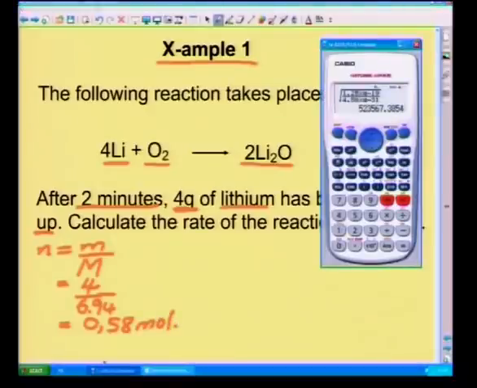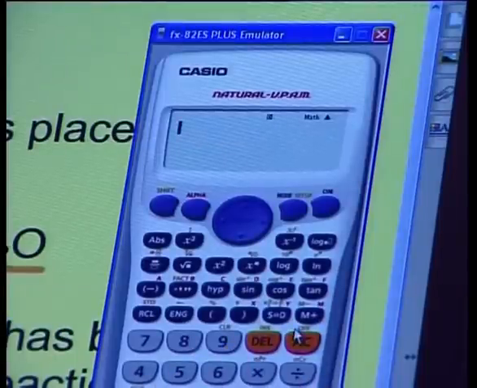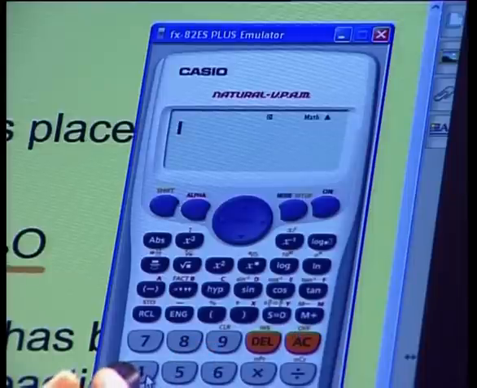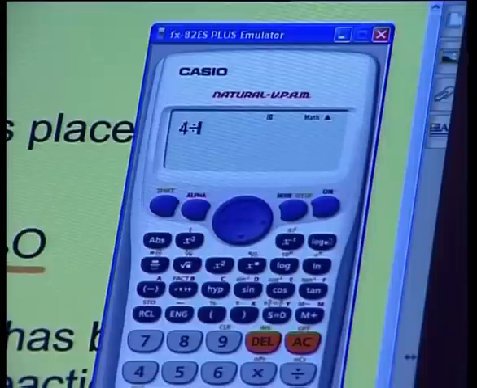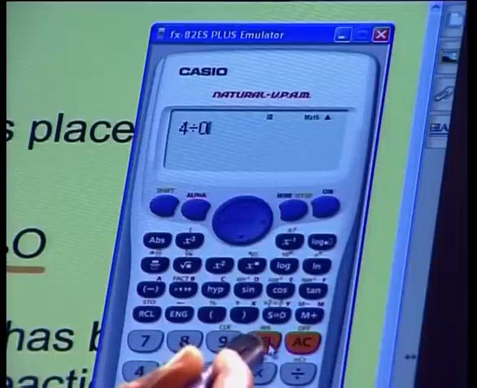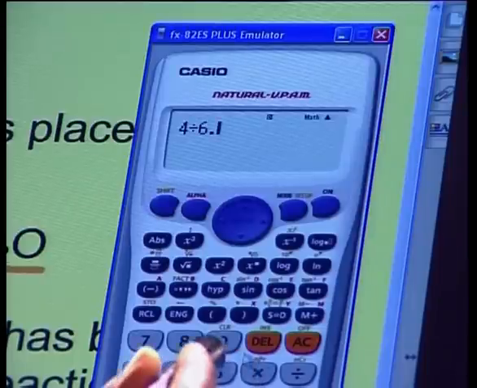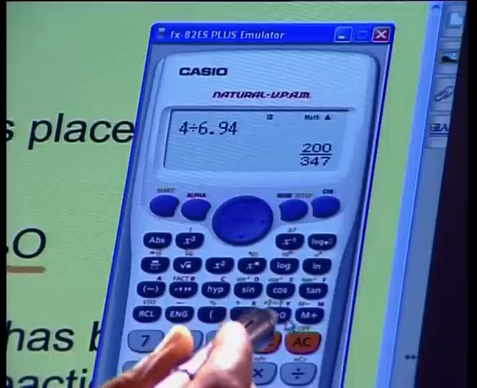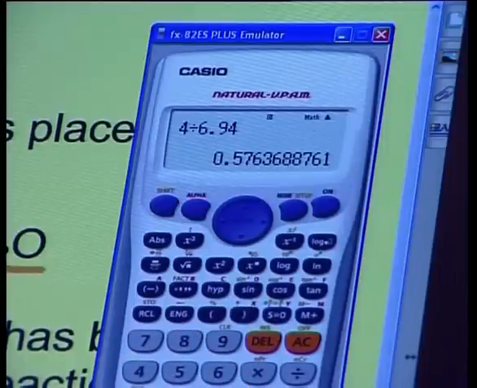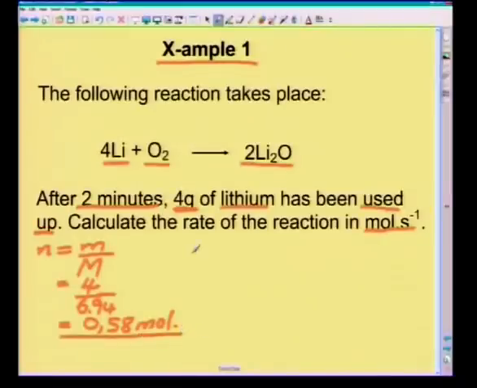We can confirm that. You have your calculator if you're struggling, and you would say this is 4 divided by 6.94. You press the S-D button and you get 0.58 moles. Now, what will be the rate? The rate is given by the change in the number of moles over the change in time. And what will be the change in the number of moles? The change is that 0.58 moles were consumed.